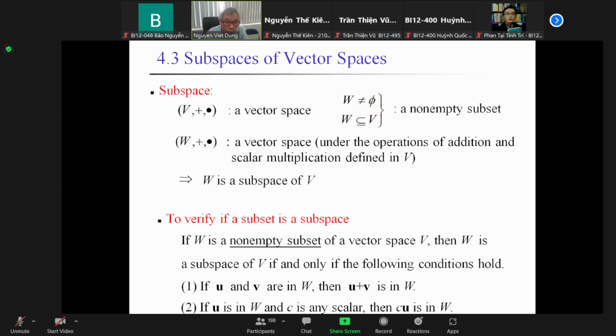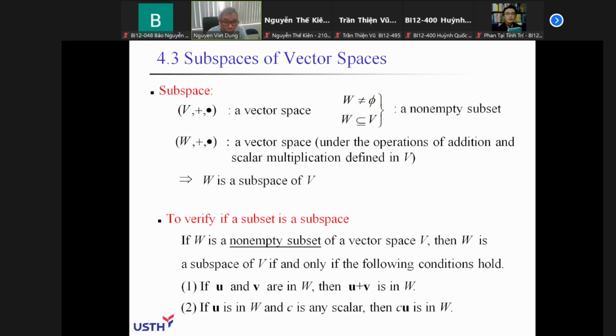If W together with the same operation of V is again a vector space, then W will become a subspace of V.